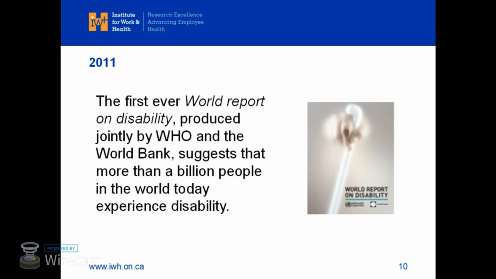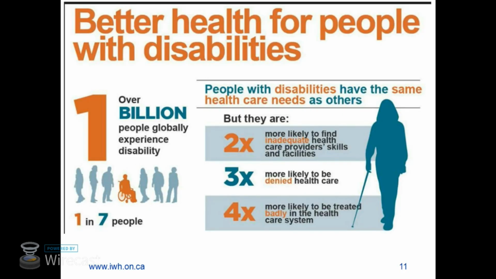So the WHO and the World Bank got together and created the first world report on disability that was published in 2011. And they found that it's just 1 billion people. So 1 in 7 living in this world. That's not just the problem, because 80% of this 1 billion people live in low and middle income countries.